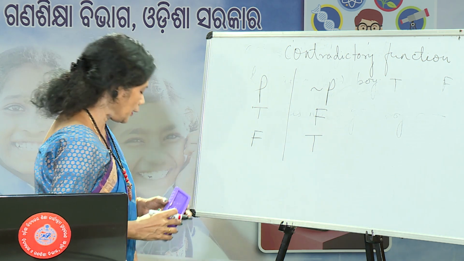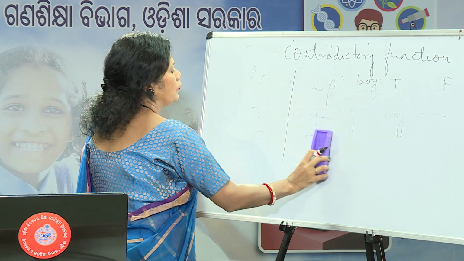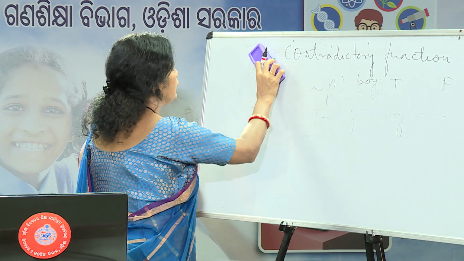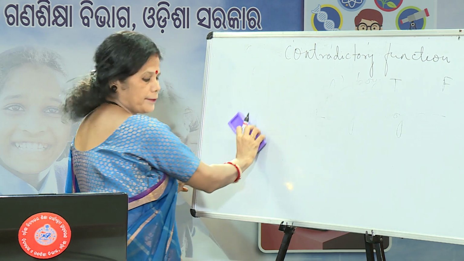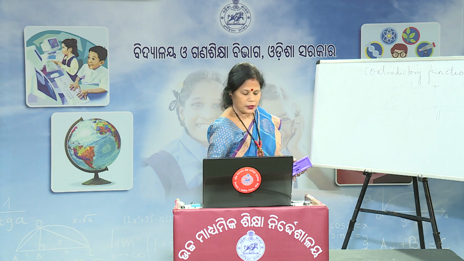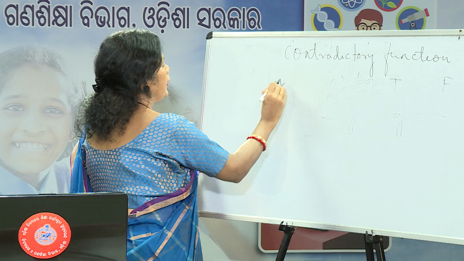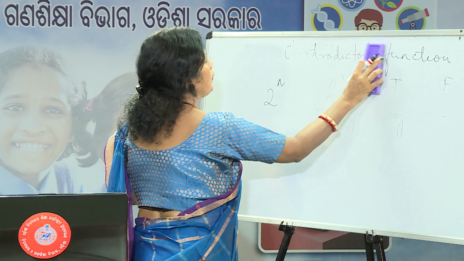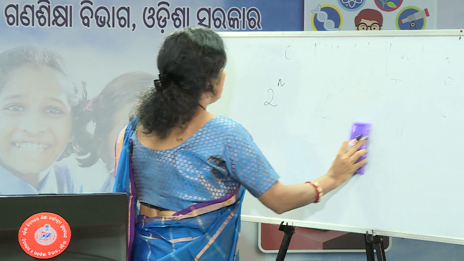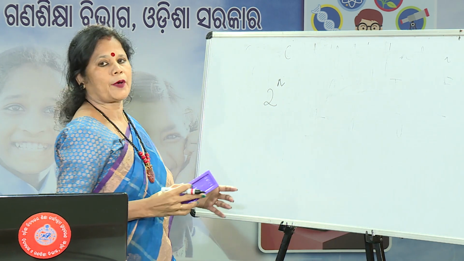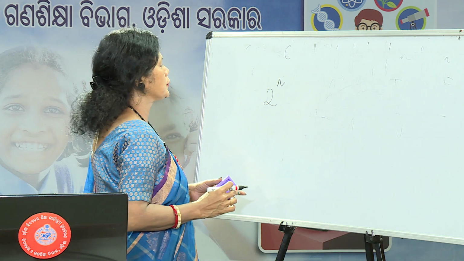Okay? So, here what is the rule? What is the rule here? The rule is 2 to the power n. N means number of propositions.